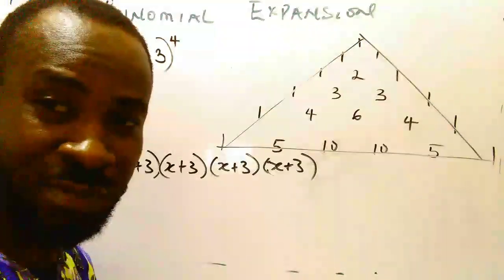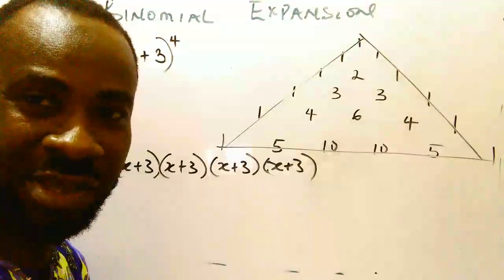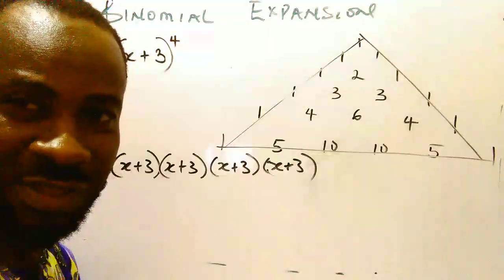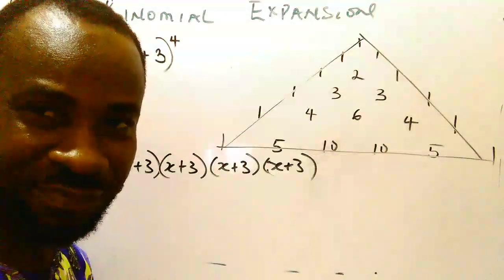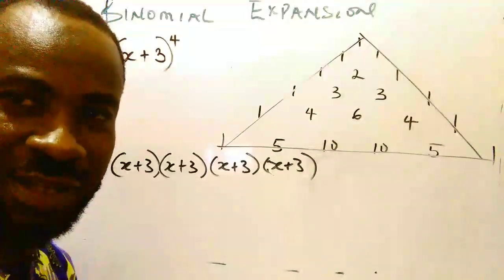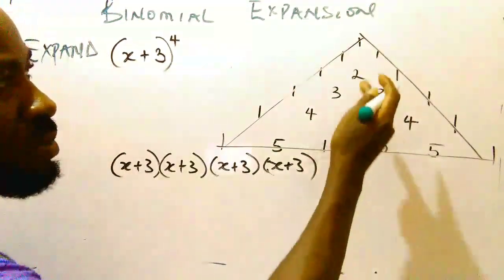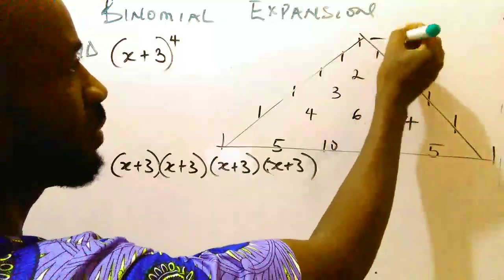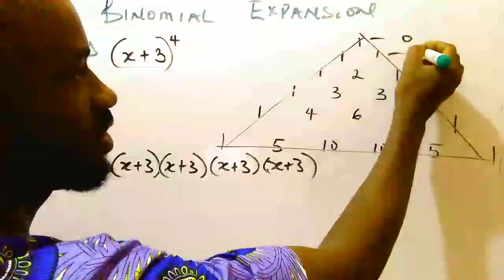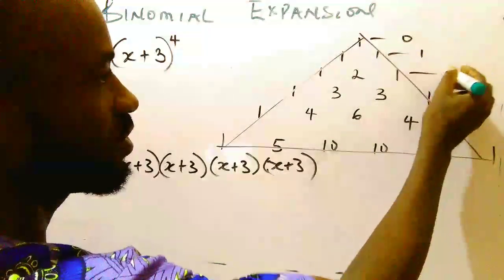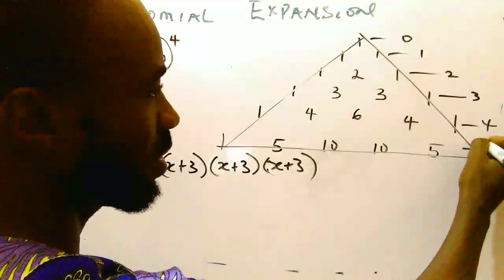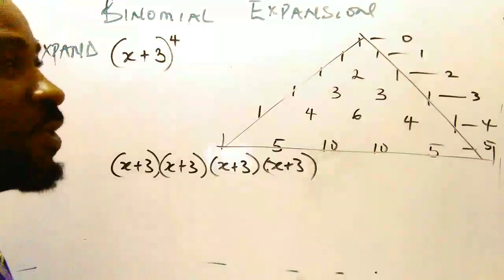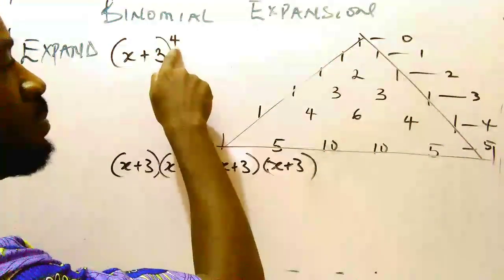Now, the question you may ask is, how do we apply this Pascal triangle? Now, let's watch and see how the Pascal triangle is being applied. Okay, so this is how the Pascal triangle is being applied. You see, remember we started with 1. This one tells us when the power is 0. This tells us when the power is 1. This tells us when the power is 2. This tells us when the power is 3. This tells us when the power is 4. This tells us when the power is 5. So in this case, the power is 4.